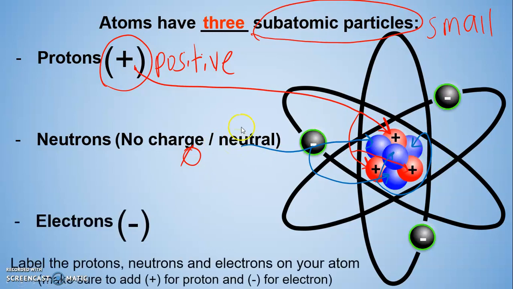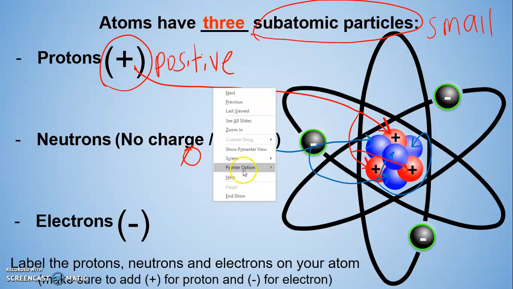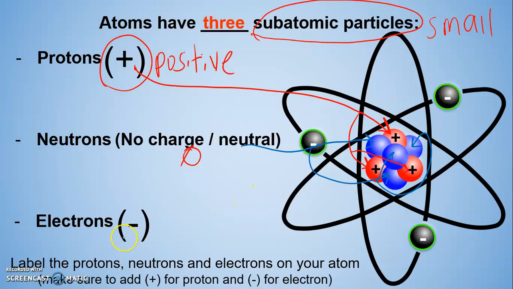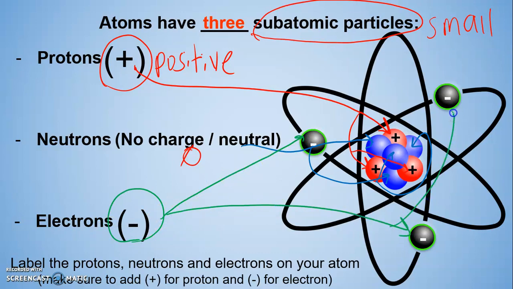And my electrons are negative. So let's take a look at our electrons here, right? This is the symbol, this minus sign means negative. And it looks like I have 3 electrons on there. Now, if we were in class, I would ask you, what do you notice about the ratios of these?